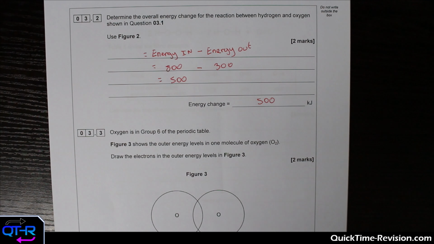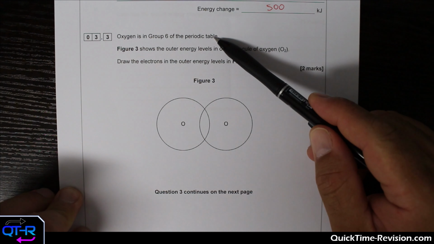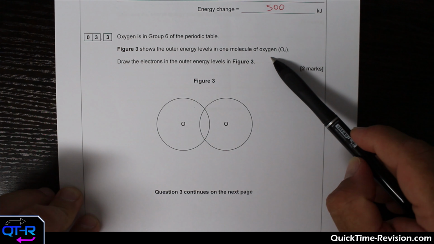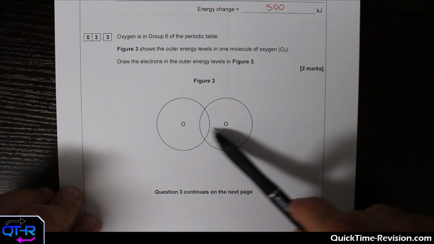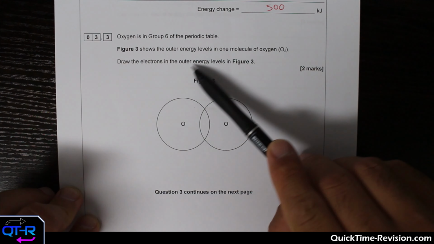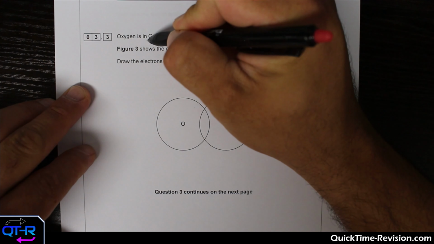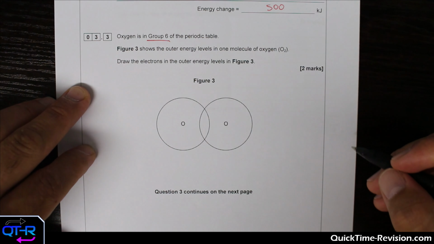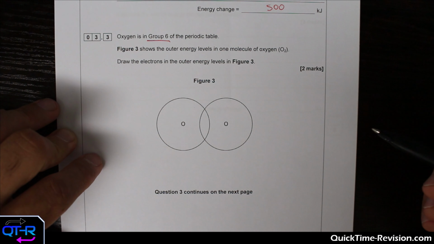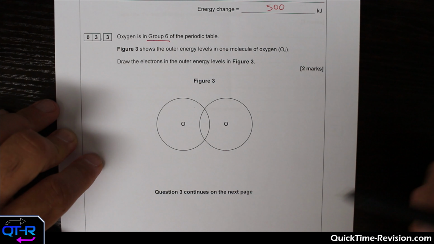So let's go to question 3.3. Now in here it says oxygen is in group 6 of the periodic table. Figure 3 shows the outer energy levels of one molecule of oxygen, O2, so there are 2 oxygens in there. Draw the electrons in the outer shell and the outer energy levels in Figure 3. So your clue in this question is right here, telling you the oxygen is in group 6. Now, this is called a dot and cross diagram, so you should make the dots the electrons of one of the oxygens and the crosses the electrons of the other oxygen.